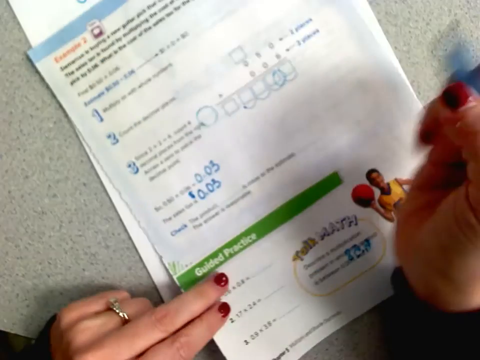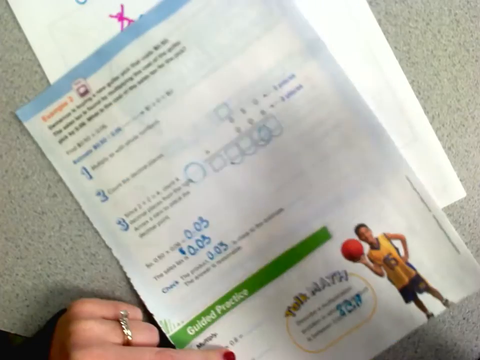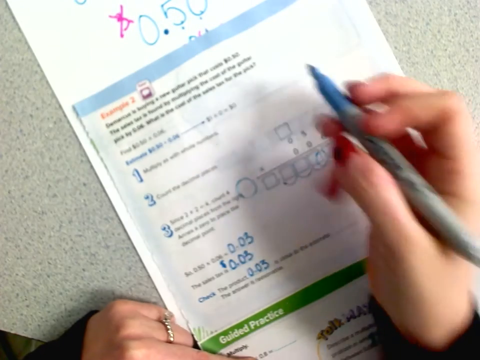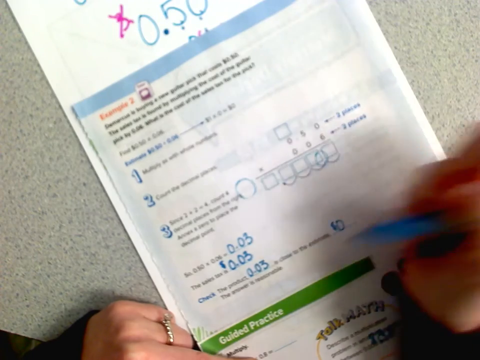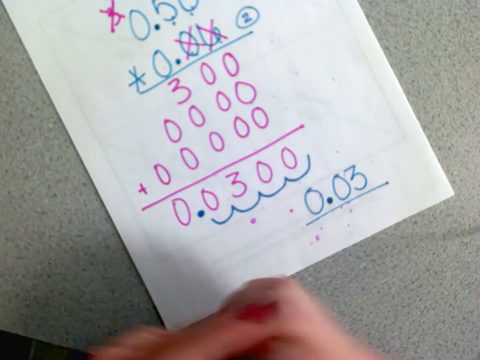The product is close to the estimate. So the estimate was 1 times 0, which is 0, so $0. Yeah, 3 cents is pretty close to $0. 3 pennies is really almost nothing. All right, so let's now do the guided practice on page 404.